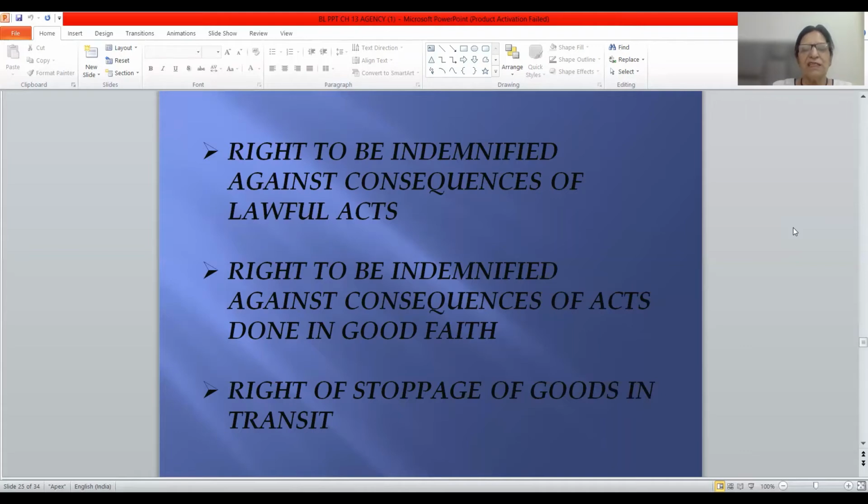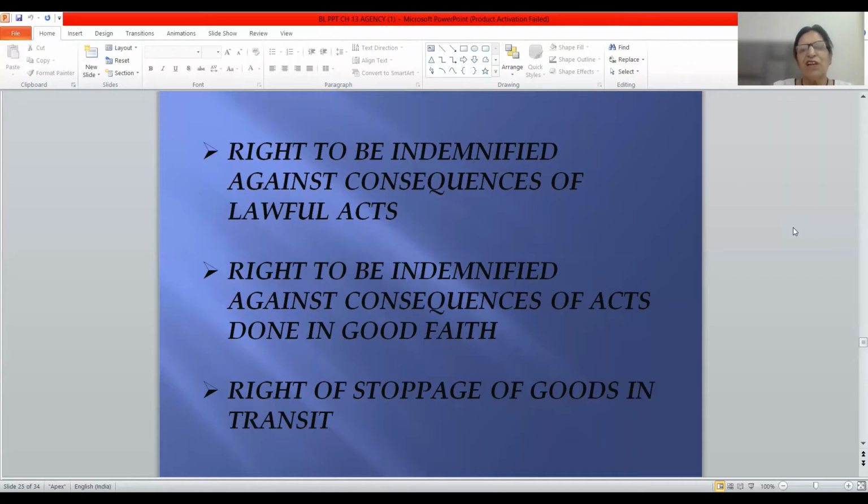Right of stoppage of goods in transit. If the goods are in transit and the buyer has become insolvent, then he has a right to stop the goods in transit, because the buyer won't be able to pay the price. So why deliver the goods to such a buyer who has become insolvent? The agent is acting in the capacity of seller, and he has come to know that the goods are in transit and the buyer has become insolvent. Then he can give instructions to the railway authorities or intermediaries to stop the goods, not to deliver them to the buyer at the point of destination.